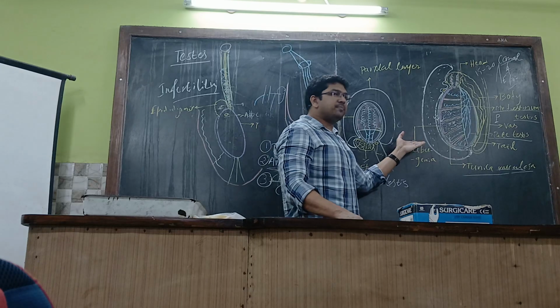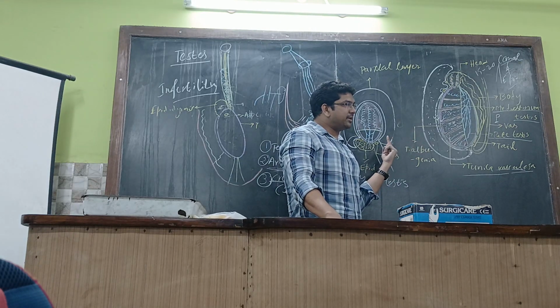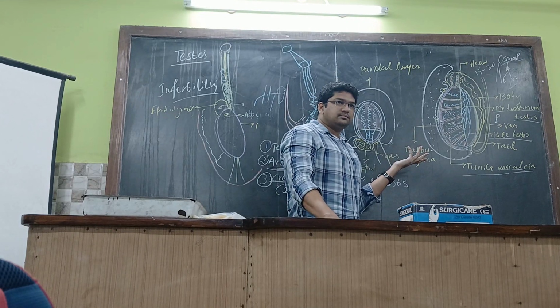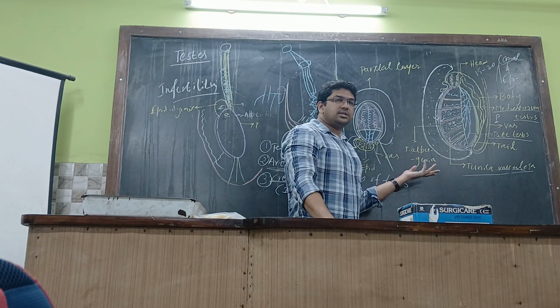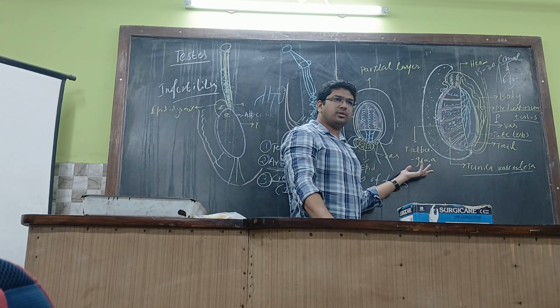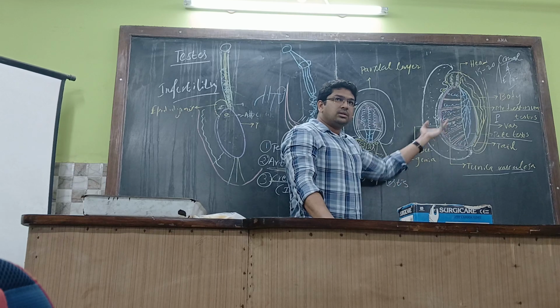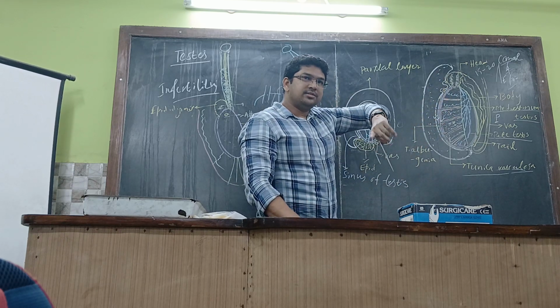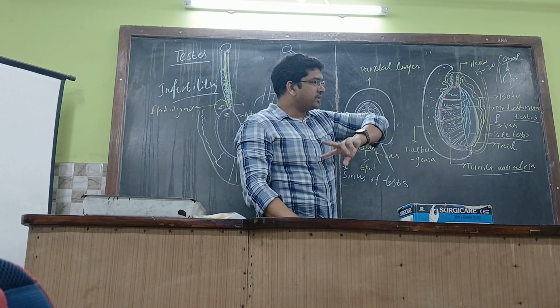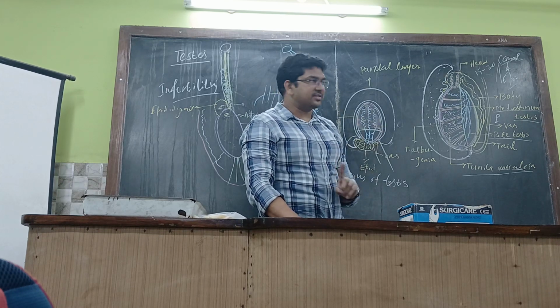So what will be the nerve supply? You already know that very well. Nerve supply will be the genitofemoral nerve. The genital branch of the genitofemoral nerve will be supplying the cremaster muscle. Okay.